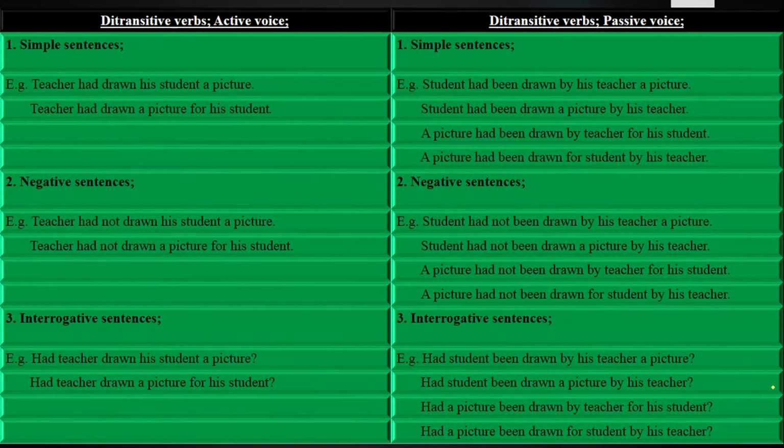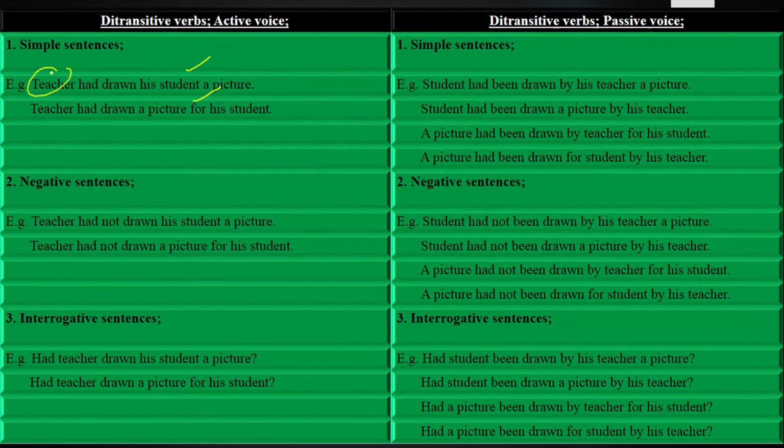Ditransitive verbs we will be changing today in the past perfect tense. And what is the definition of past perfect tense? The usage: we use this tense for an action which started before a certain time in the past and continued up to that time. Now see, teacher had drawn his student a picture. Teacher had drawn a picture for his student. These are the two ways to change them into active voice.